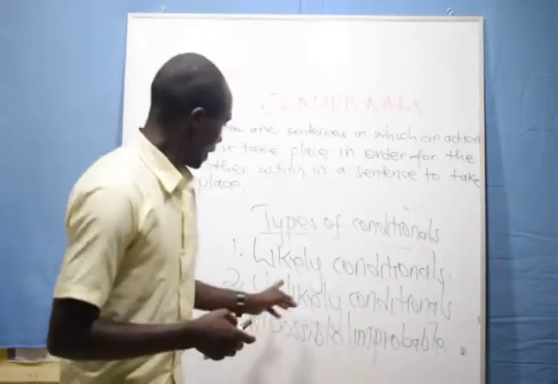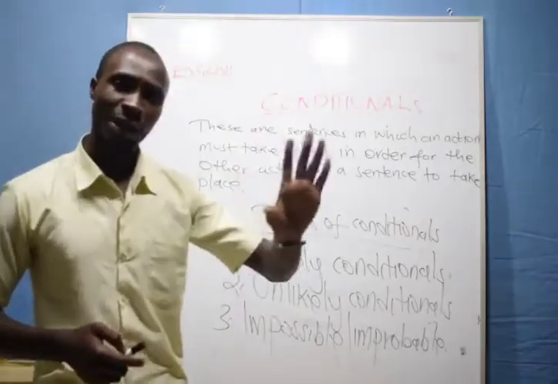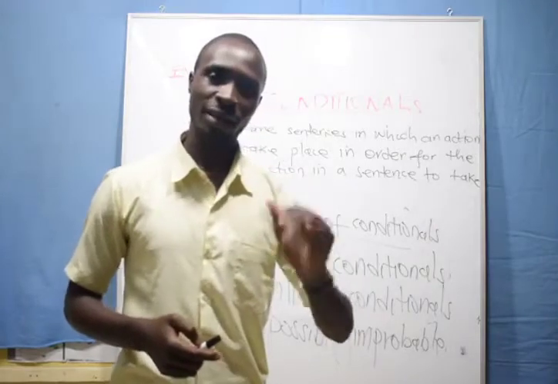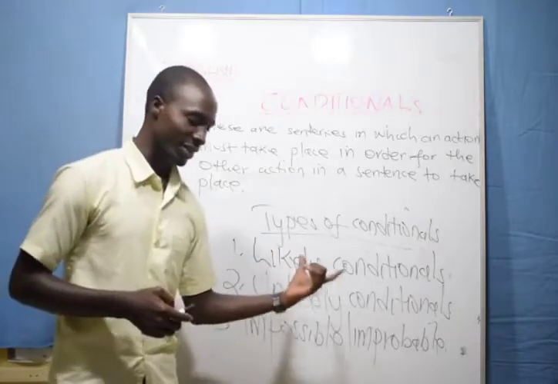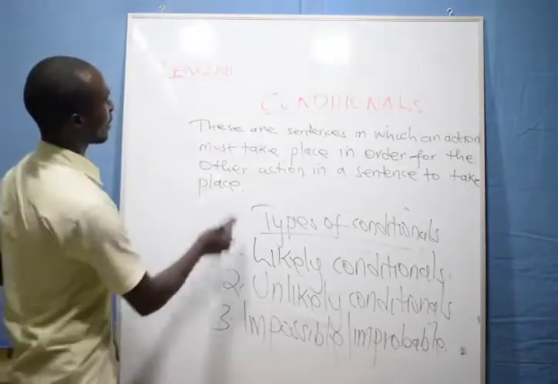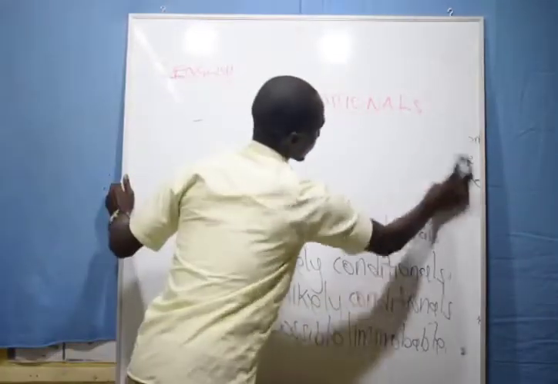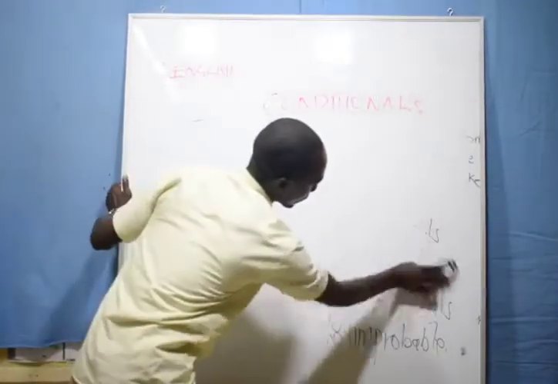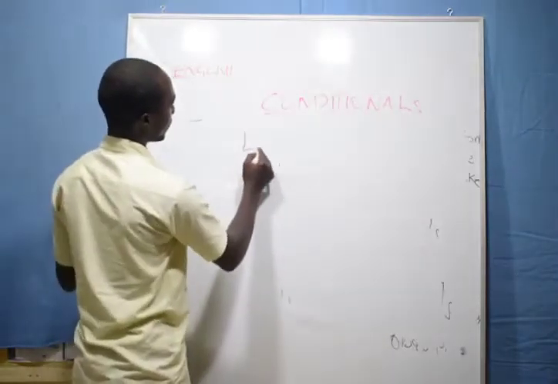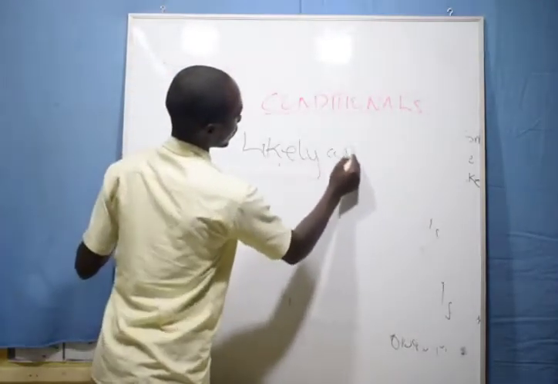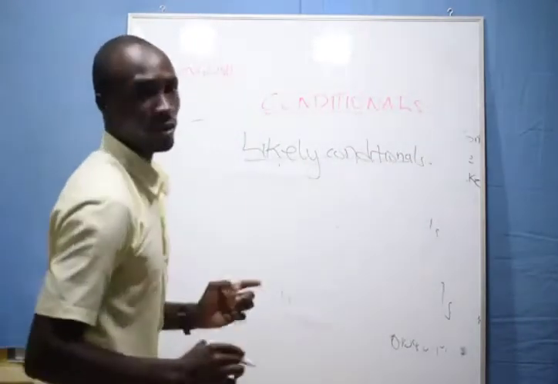So, likely conditional, well explained. Unlikely conditional, an action might not happen. But I would not love to go into that in more detail. The word is likely conditionals. I think I'll explain this by giving what we call examples. So here I've written likely conditionals. That is what we want to look at.